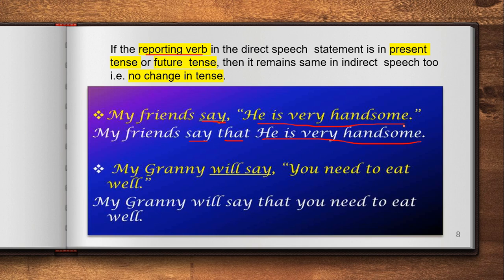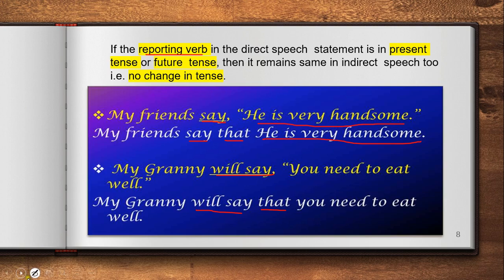Yeah, there is no changing. For example, another example: my granny will say, "You need to eat well." If the reporting verb is "will say," then in direct speech you have to stick to the "will say." Okay, but you have to add that. That's the exception.